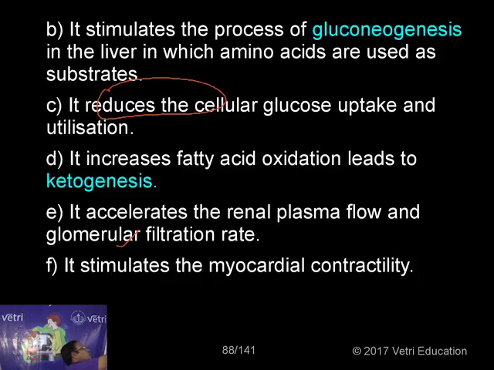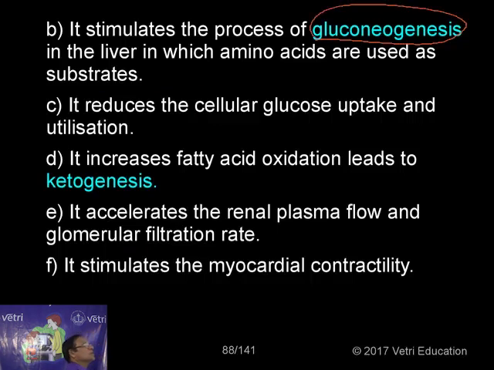Not only is it involved in glycogenolysis, it is also involved in the formation of glucose from non-carbohydrate substances, which is called gluconeogenesis, that is, from substances other than carbohydrates like proteins and fats. It also maintains the sugar level, not allowing it to fall, by inhibiting the uptake of glucose by the cells. So it reduces cellular glucose uptake and utilization. Once it prevents the cells from taking up glucose from the blood, the glucose is maintained in the blood.